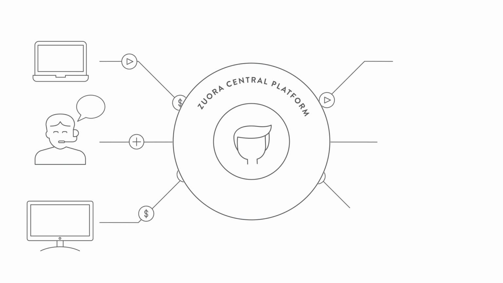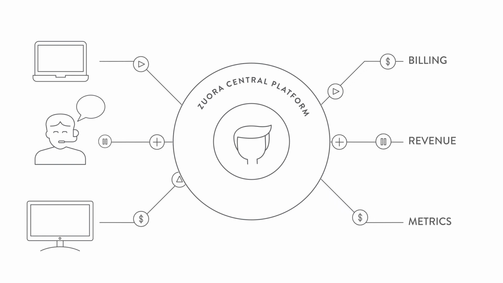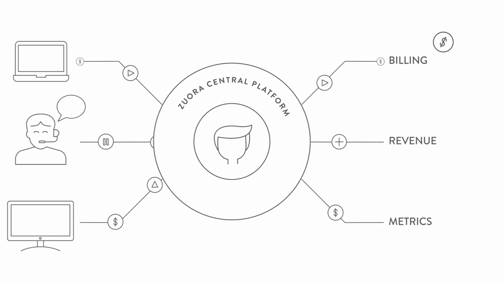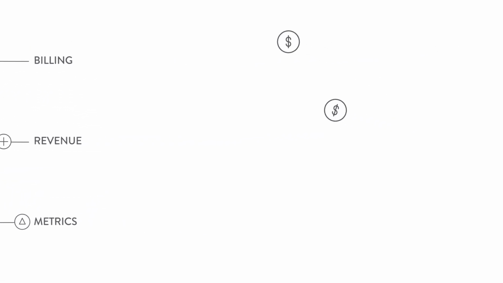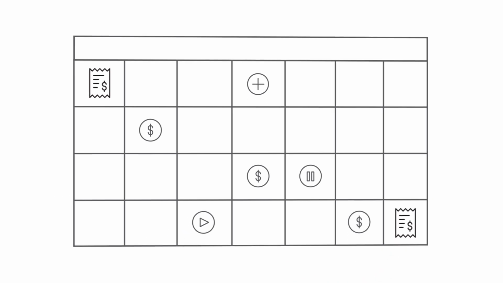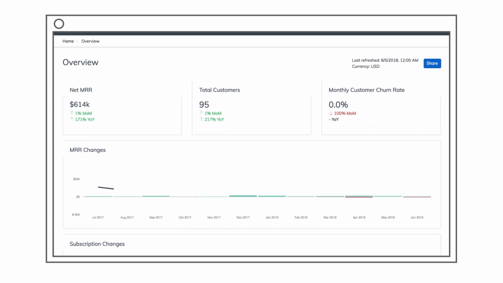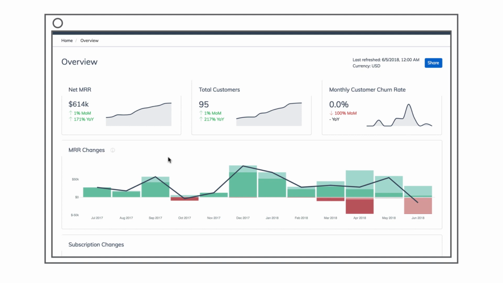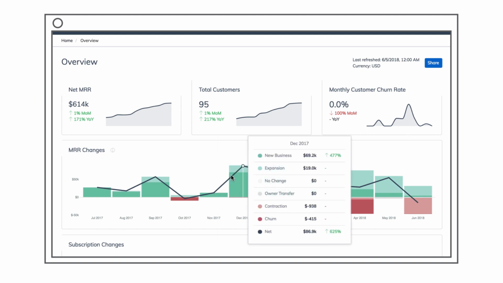Zuora automatically kicks off a number of processes for every order. First, by automating invoicing and prorations. Even the most complex change orders are neatly slotted into your customer's regular billing schedule. Next, key metrics for all of these changes are captured and aggregated in a dashboard, making it easy for you to see trends and share them with colleagues.